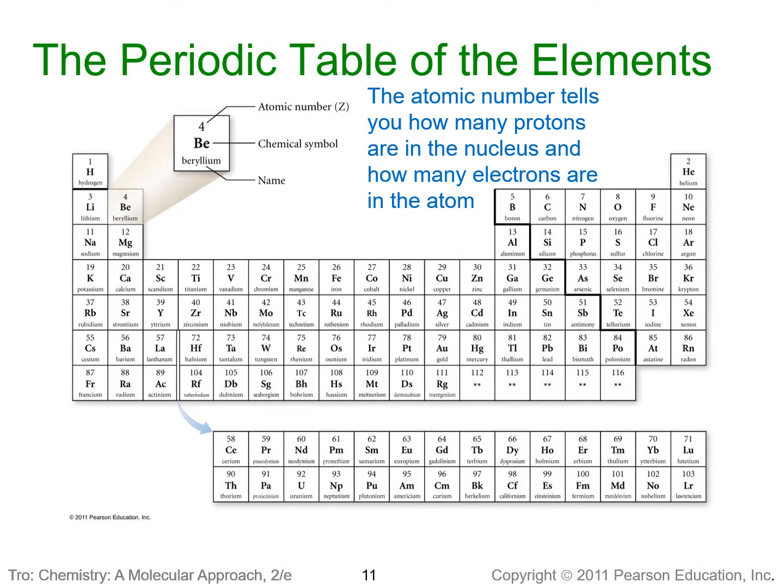On our periodic table, the atomic number that tells us the number of protons is found at the top of the box. The chemical symbol, which is 1 or 2 letters, is found in the middle. Not all periodic tables include the name, but some of them do. That atomic number tells us not only the number of protons, but also the number of electrons if we have a neutral element, because in order to be neutral, we have to have equal positive and negative charge.